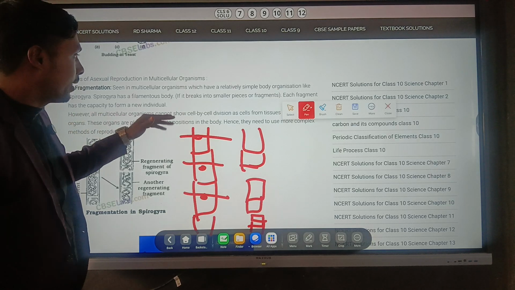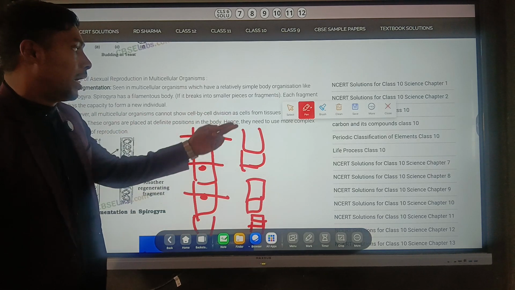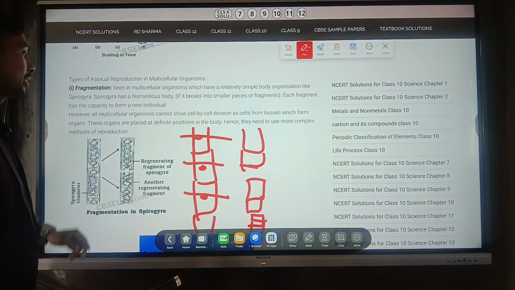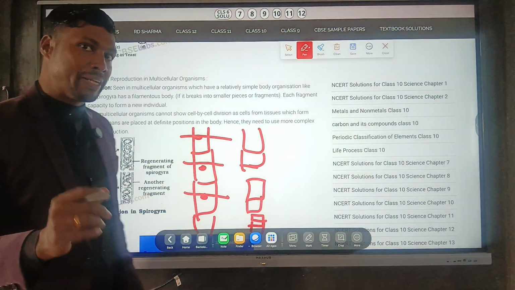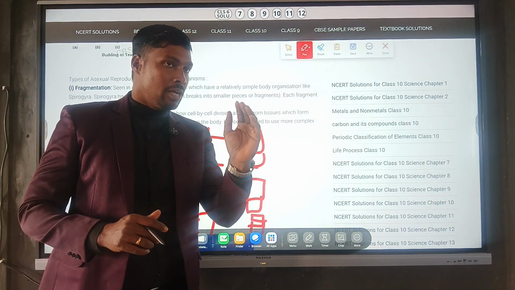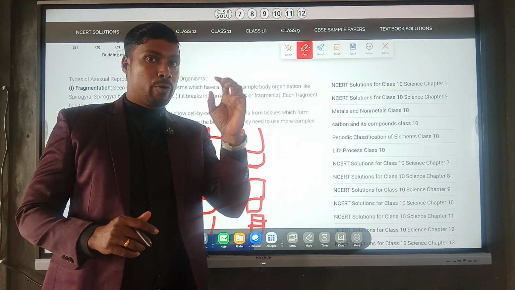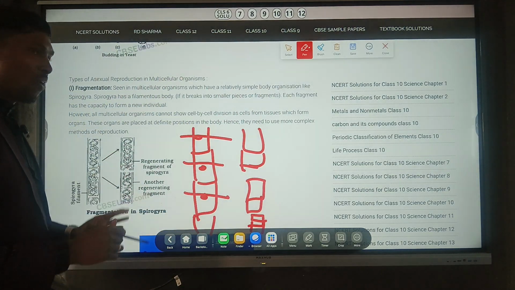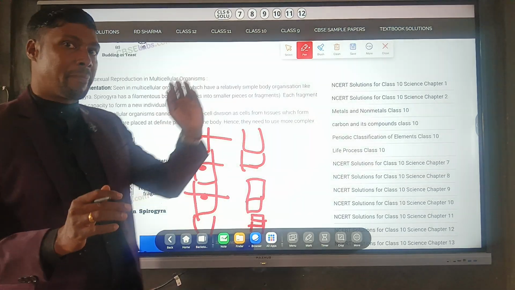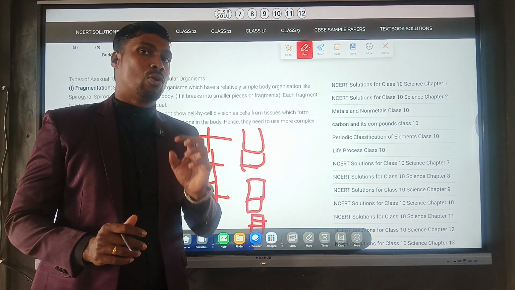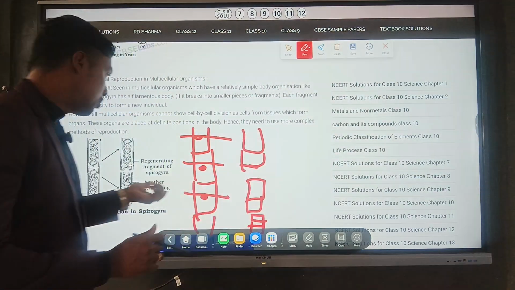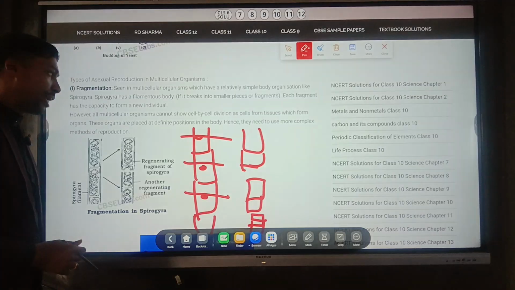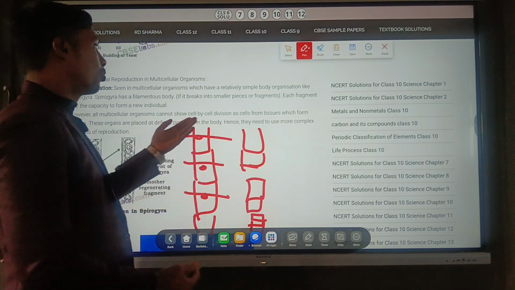However, not all multicellular organisms can show cell by cell division. A multicellular organism has cells and tissues which form organs. You know very well that cells make up tissues, tissues make up organs, and organs make up the organism. But not all multicellular organisms follow this pattern, and a few of them reproduce by a pattern like fragmentation. The best example is Spirogyra.